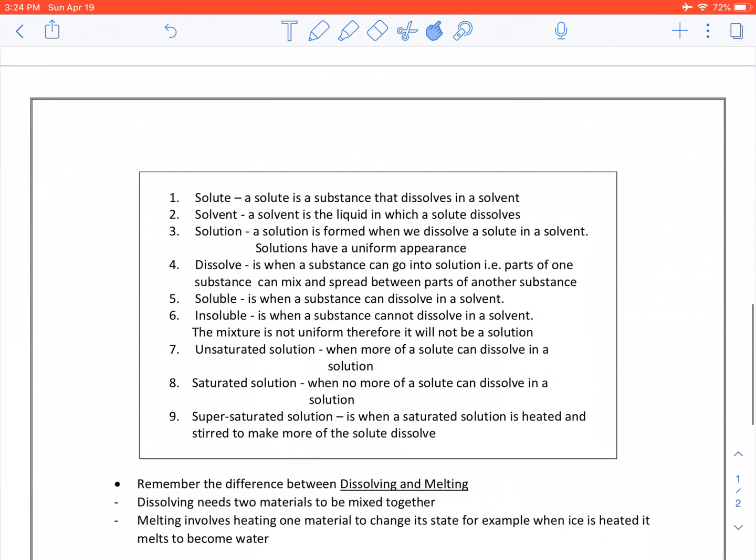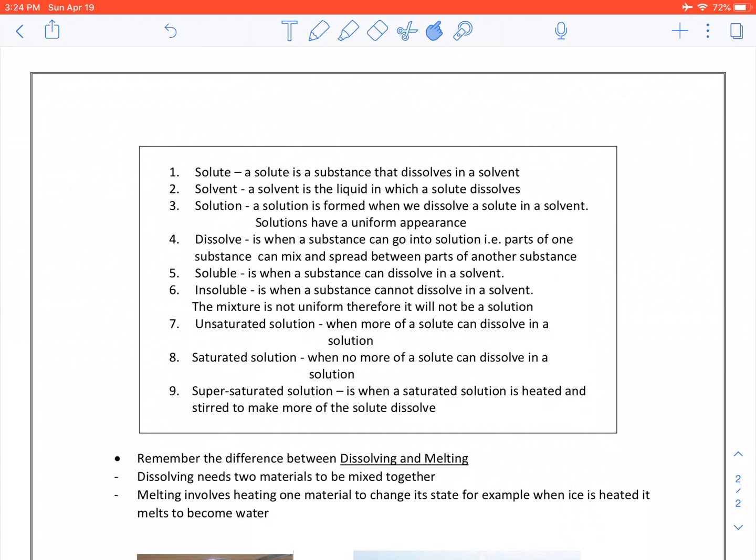Let us revise all this now. A solute is a substance that dissolves in a solvent. A solvent is the liquid in which the solute dissolves. A solution is formed when we dissolve a solute in a solvent. Solutions have a uniform appearance. Dissolve is when a substance can go into solution. That is, parts of one substance can mix and spread between parts of another substance.